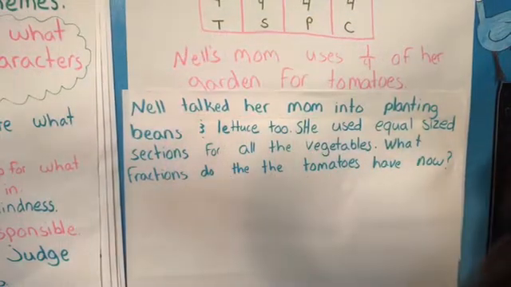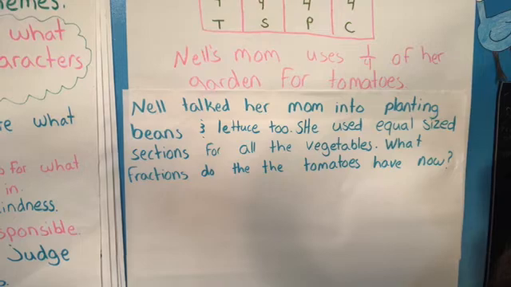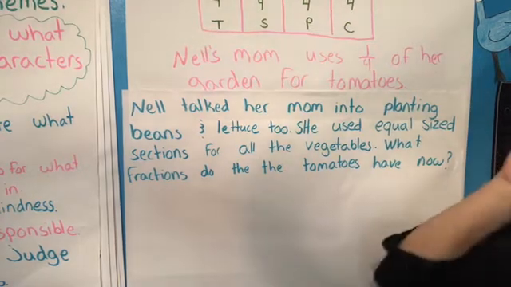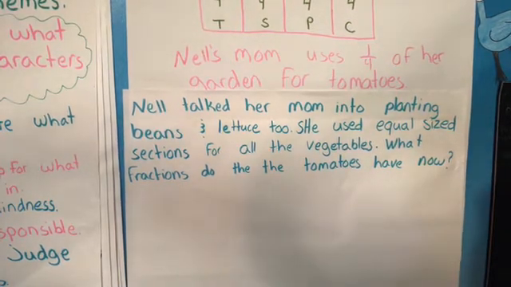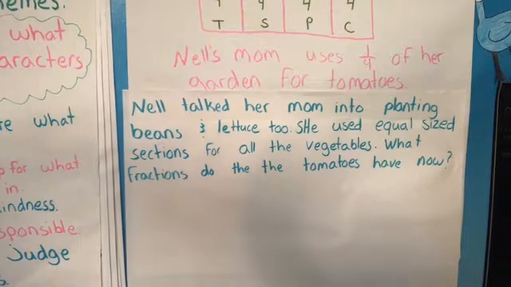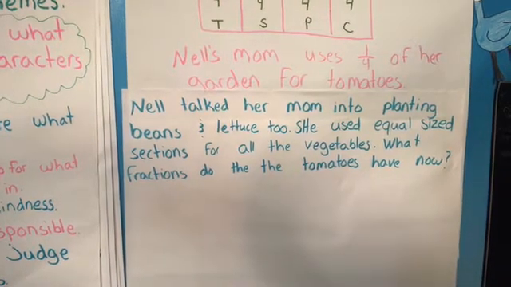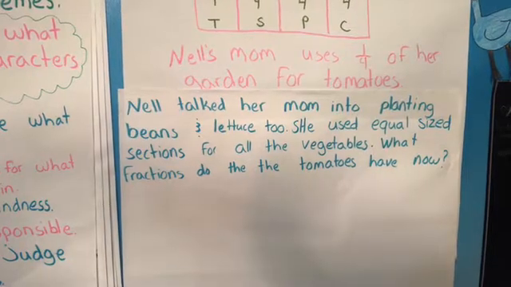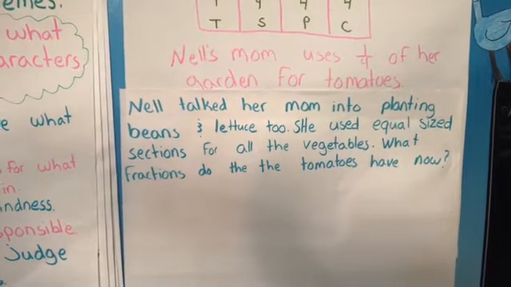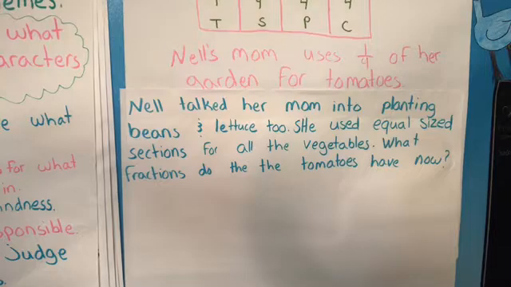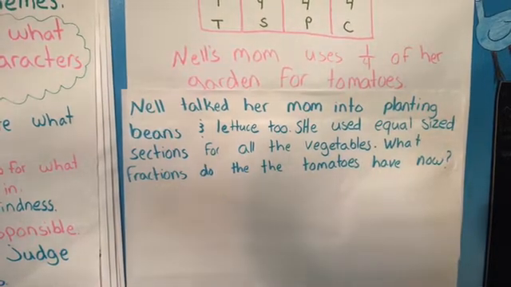Okay, 3rd graders, here's part 2 of this 2-step word problem. I'm going to go ahead and read it to you. I would like you to follow along with me, and then we'll work together to figure out how we're going to solve it. Nell talked her mom into planting beans and lettuce too. She used equal-sized sections for all the vegetables. What fraction do the tomatoes have now?